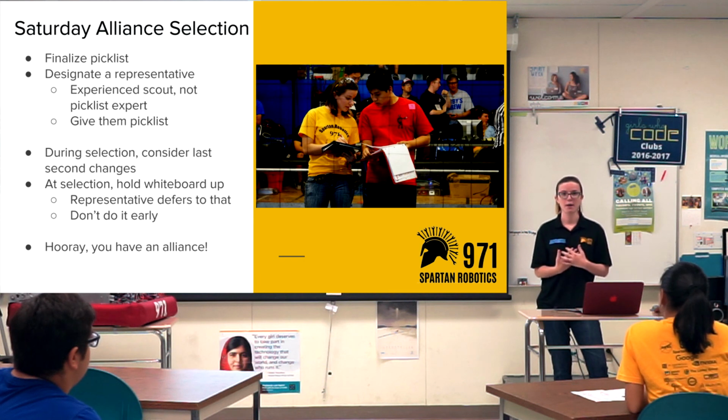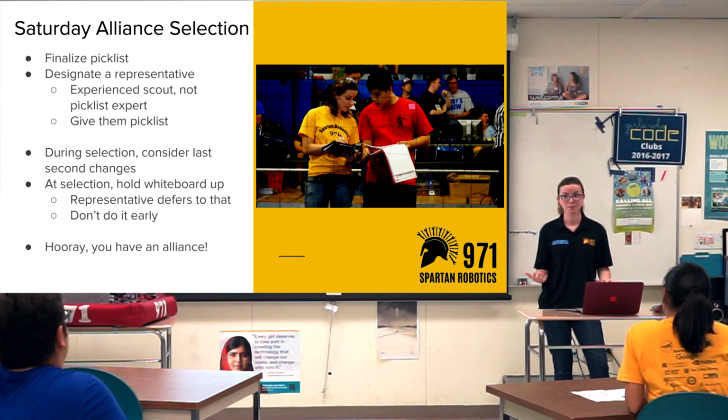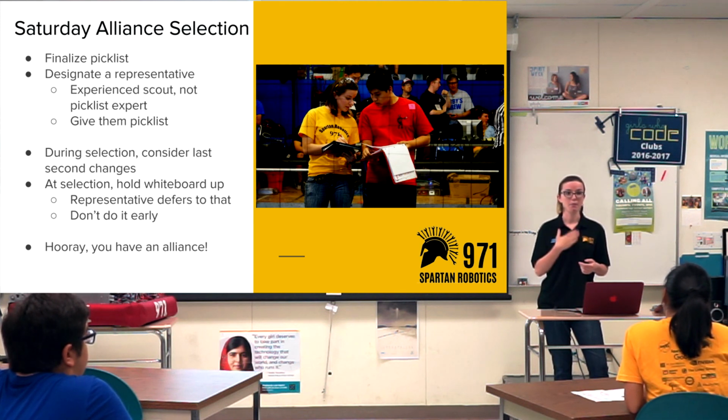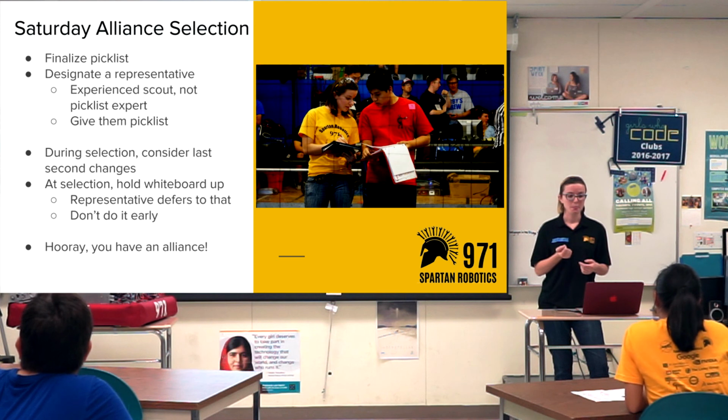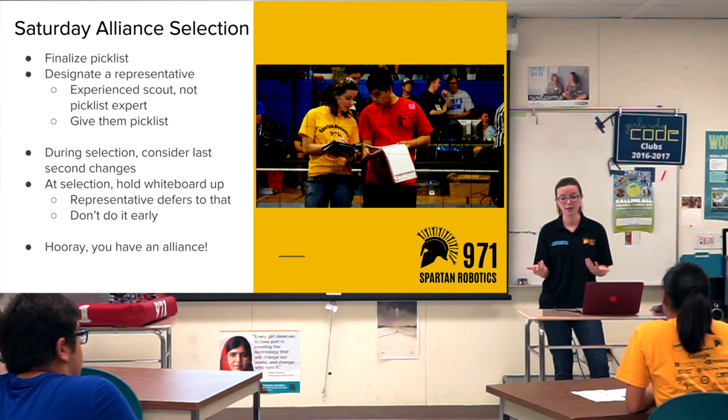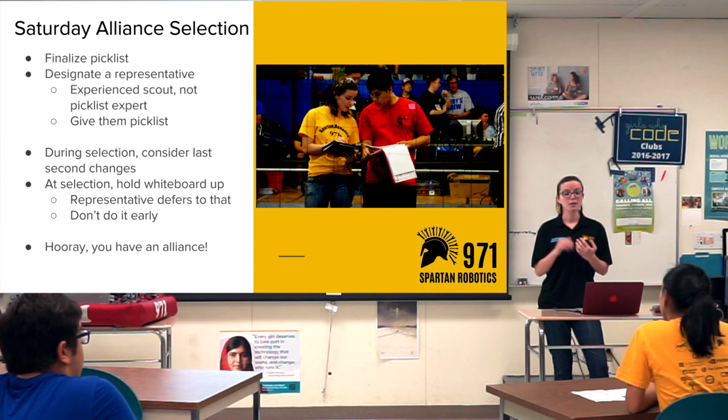So I would always go up as the representative because I was the runner, I was a very experienced scout, but I was not the person who was always editing and fine-tuning the pick list. I was not the pick list expert. So I would get sent up with a list of 24 teams. As teams get picked, cross them off, say they're no longer available, and then when it comes time for me to pick, I look at the highest ranked team still available on my list, but then I look into the crowd.